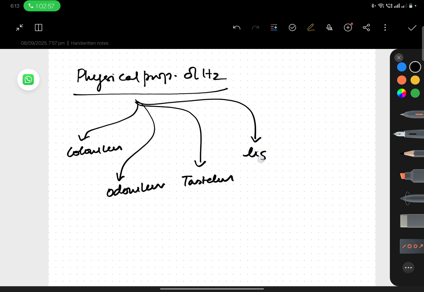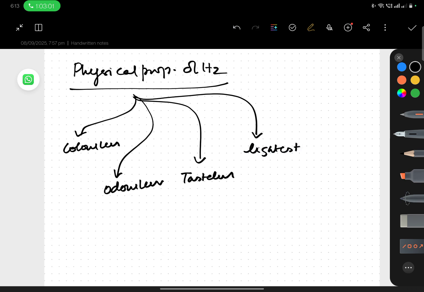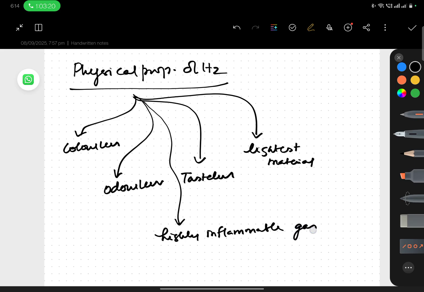And it is the lightest material because of its weight. And remember, it can catch fire easily. That is called highly inflammable. The book has given wrong English, ma. Highly flammable is wrong. Highly inflammable gas. And it exists as H2, that is diatomic.